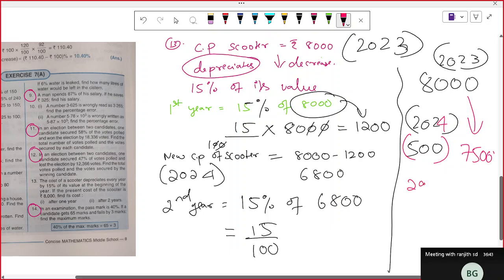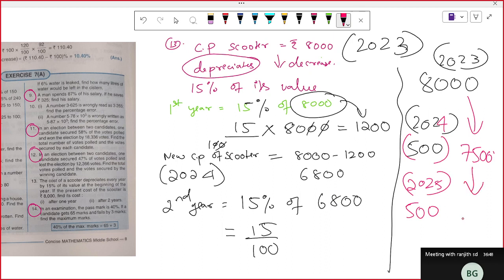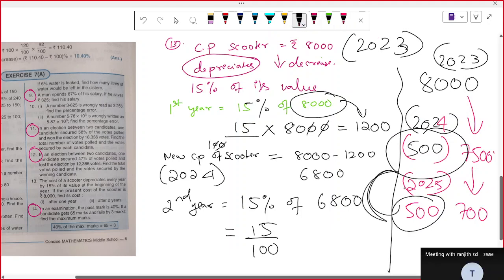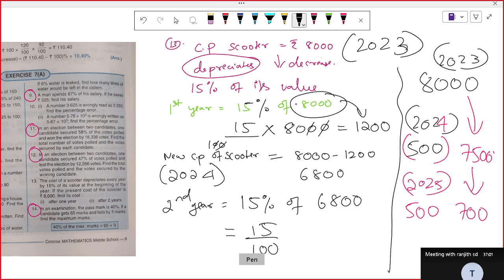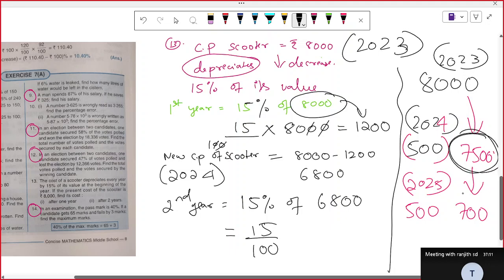Okay, after this, in 2025, I'll reduce another 500. What will be the cost price? So 7,000. Can you see, both years there is 500 reducing? Here, instead of giving in rupees, they have given in percentage. That's it. You have to find the percentage and reduce. For the first year, if I reduce 500, the amount is 7,500. And for the second year, if I reduce another 500, it is 7,000.